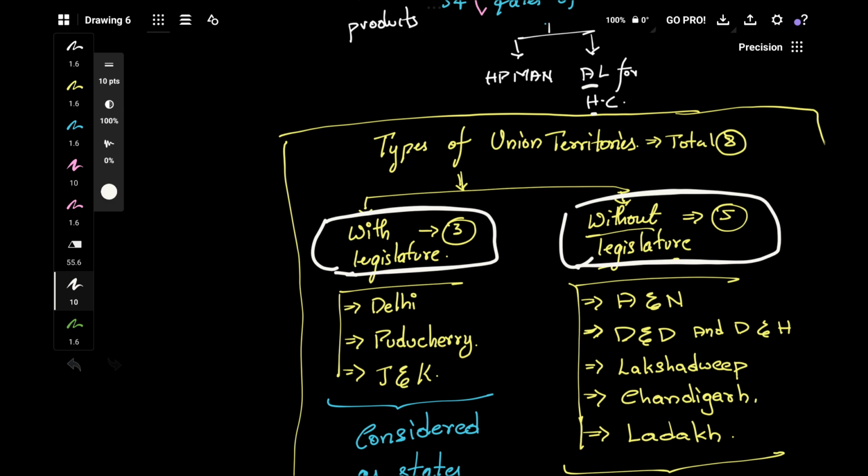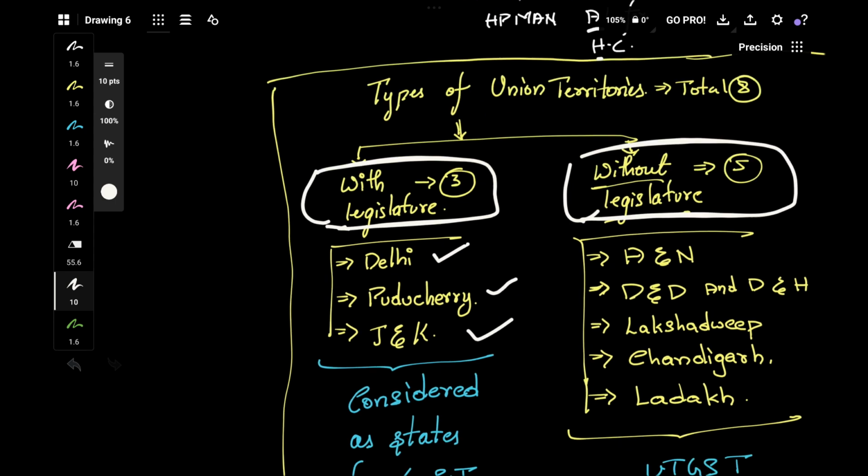So there are 3 union territories, Delhi, Puducherry and Jammu and Kashmir. As the population is more in these union territories, they have their own assembly. Even though they are union territories, they have their own assembly. So they have their own chief minister and all, and they'll rule themselves. Some of the laws will be made by the central government, and some of the laws will be made by the state government in their case.